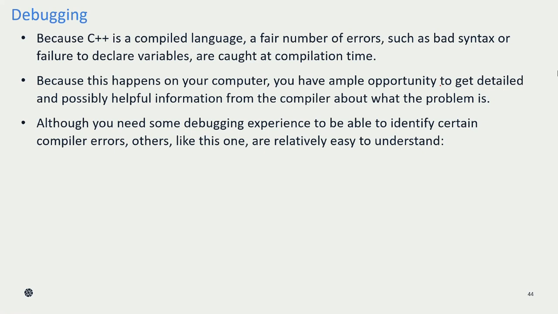What is meant by debugging? It means you are running the program, you are executing the program. Okay. So here, if you see, because C++ is a complicated language, a fair number of errors such as bad syntax, failure to declare a variable, or compile-time errors may be possible whenever we go for debugging, because of languages like C.